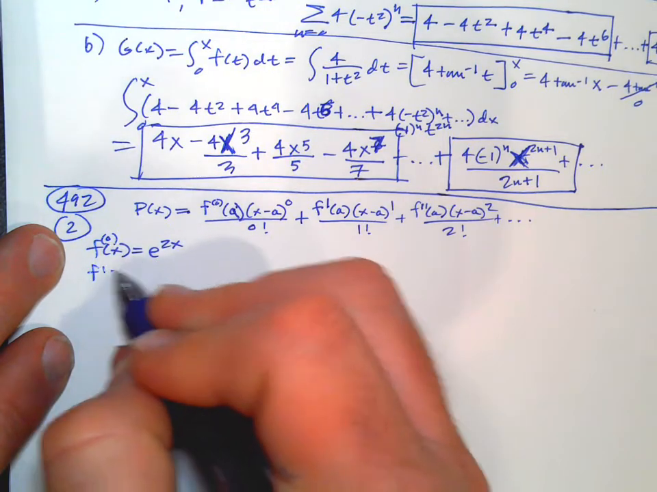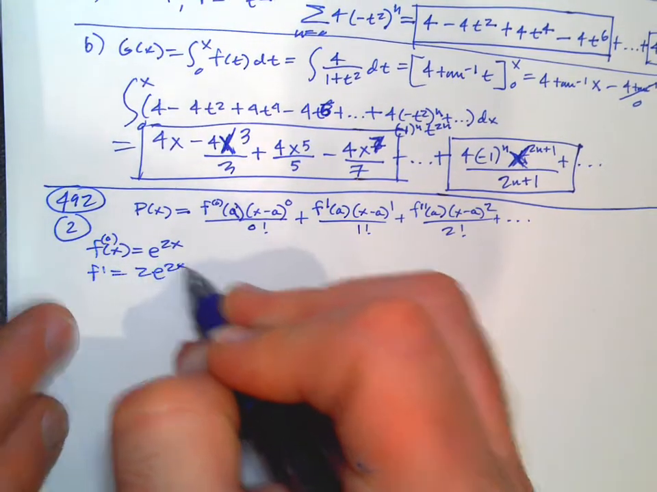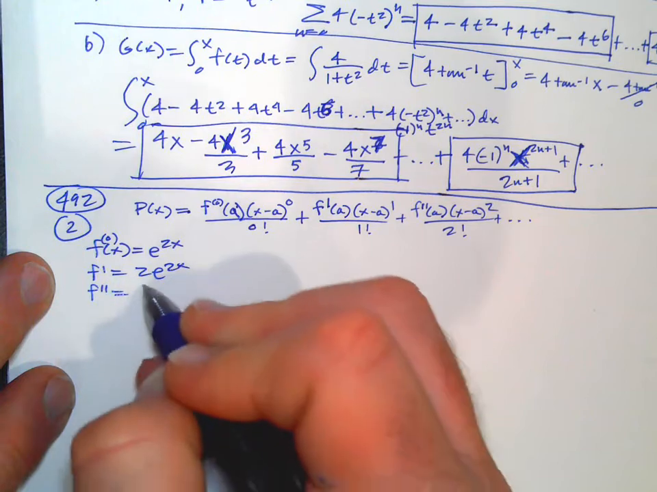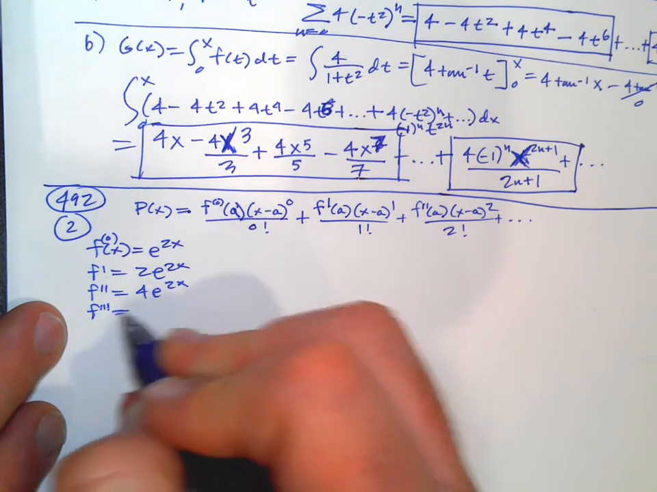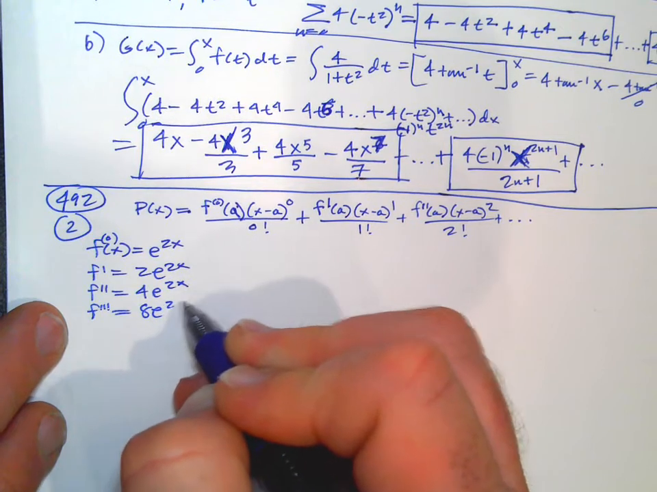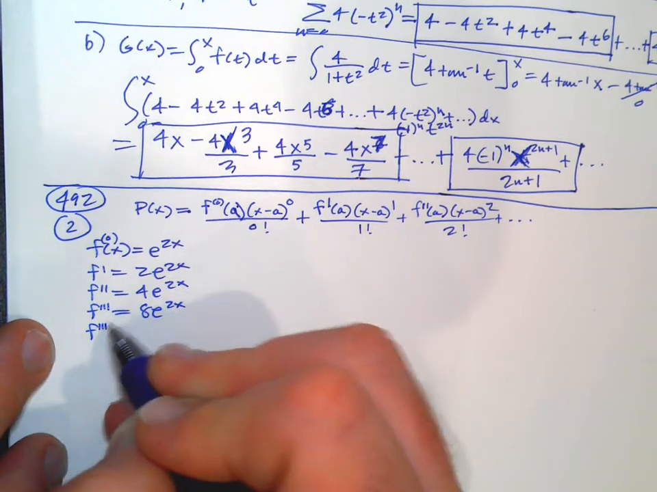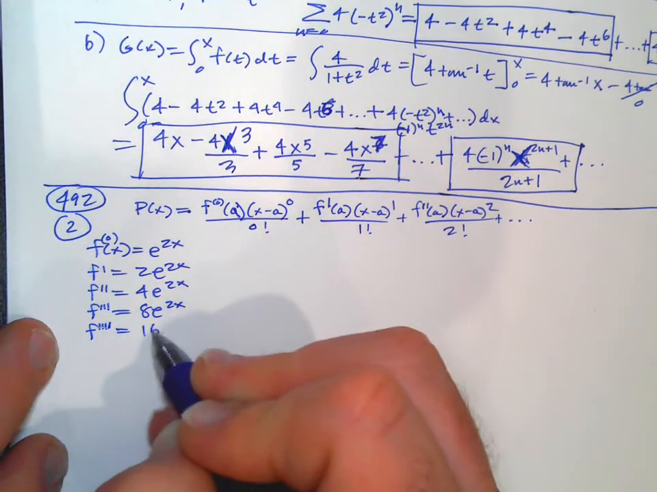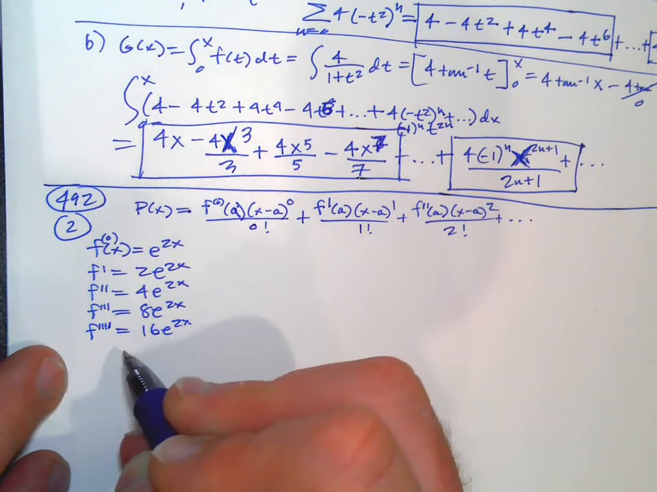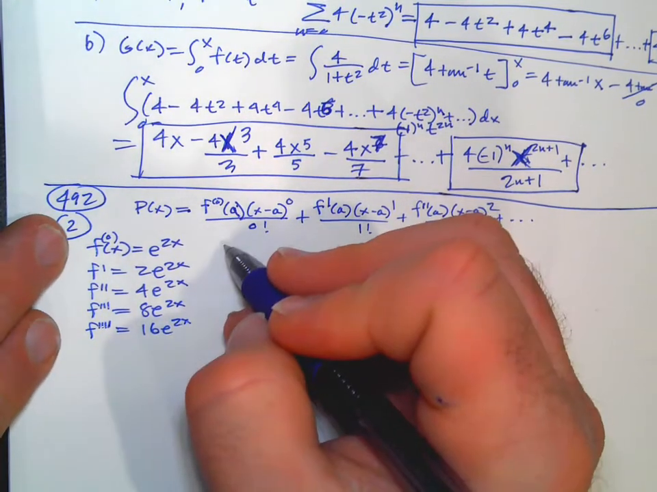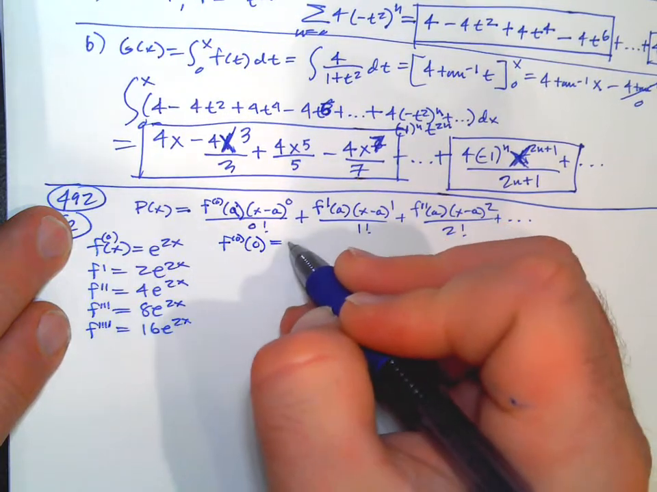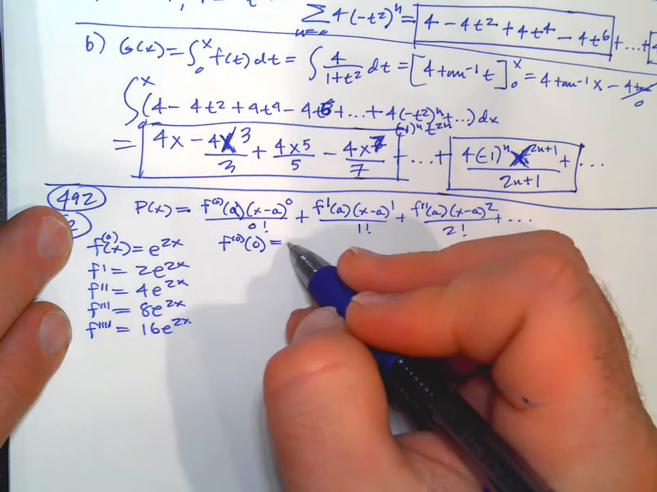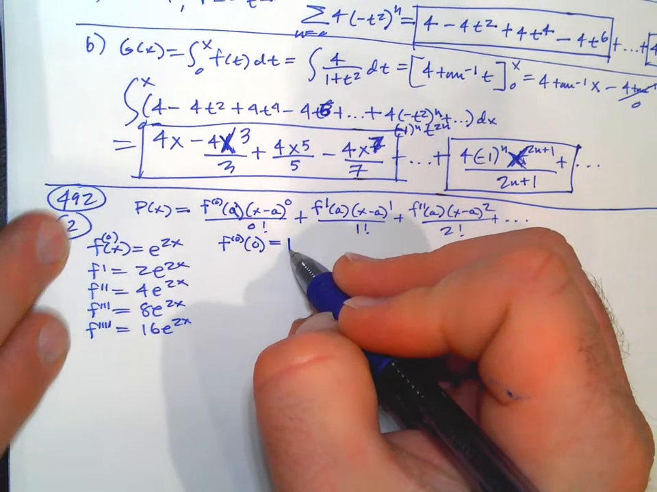The first derivative is 2e to the 2x. The second derivative is 4e to the 2x. The third derivative is 8e to the 2x. The fourth derivative is 16e to the 2x. And that's all we need. And then we need to plug the center in. So you plug the center in, 0, and you get e to the 0 is 1.